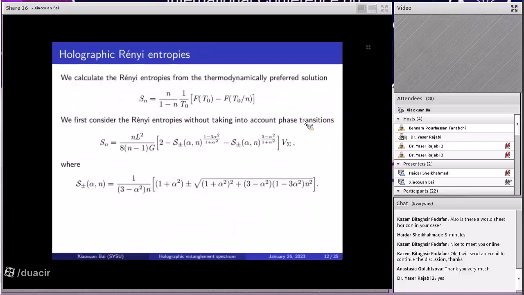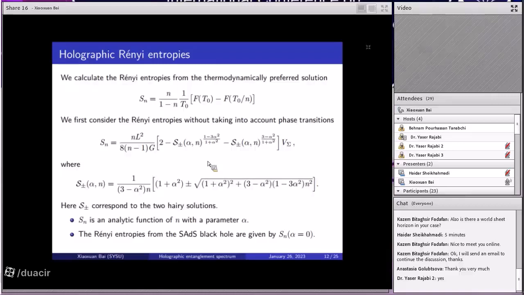With the black hole thermodynamics, we can calculate the Rényi entropy from the thermodynamically preferred solution. Let's first consider the Rényi entropy without taking into account the phase transition. It can be written in such a simple form. Here, the S plus minus corresponds to the two hairy solutions we mentioned above. Clearly, the Rényi entropy is an analytic function of n with a parameter alpha. Besides, the Rényi entropy from the S-AdS black hole is given by setting alpha to be 0.